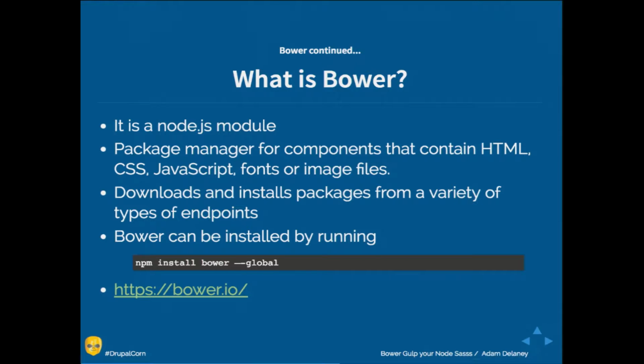It downloads and installs packages from a variety of different endpoints and can be installed by running npm install bower. And I typically install this globally because I don't want to have to download a local version every single time, because this is something that you'll be using quite often. Full documentation on Bower is at that address, so you can read all about it.